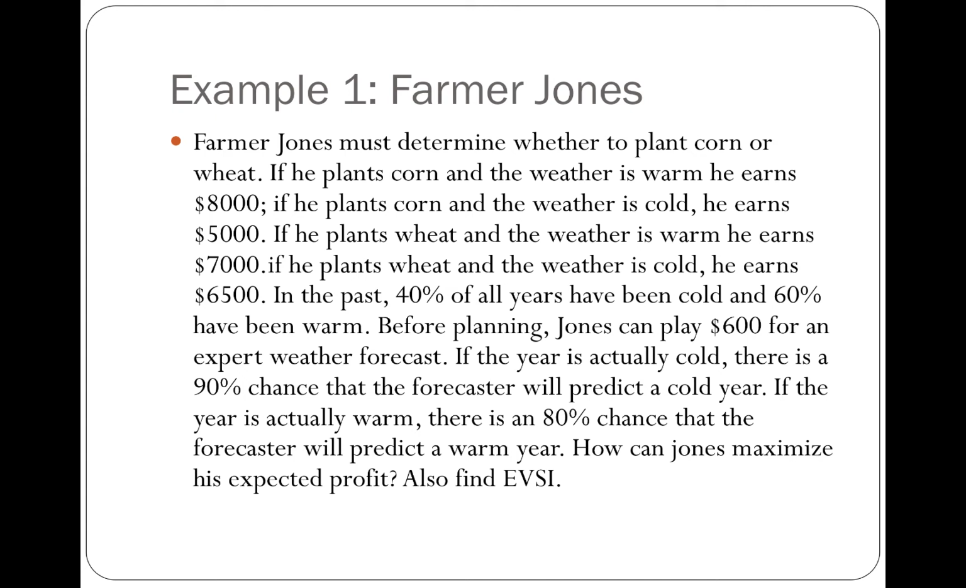Before he makes the decision on planting corn or wheat, he can pay someone to do a weather forecast for him. He can pay $600 for a weather forecast, and if the year actually is going to be cold, there is a 90% chance that the weather forecast also says it's going to be cold. And if the year is actually going to be warm, there is an 80% chance that the weather forecast predicts it as warm as well. We want to know what decision this farmer is going to make, and also what the expected value of sample information is.